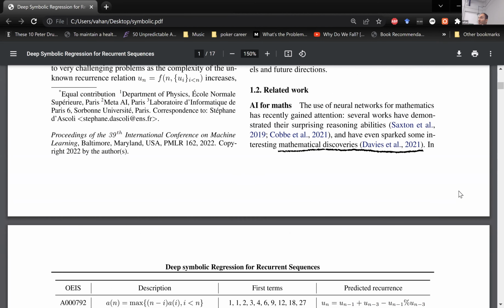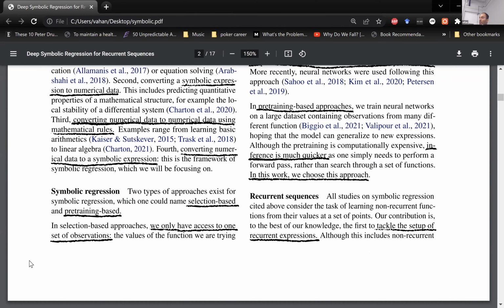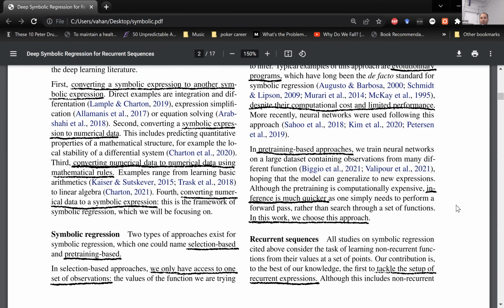Anyway, let me skip this table for now. Let's look at the related work first. And then they also say, well, there are two ways, as we said at the beginning. Given a sequence, you can predict the formula, but you can also, given a sequence, predict the next elements. So here we are doing the symbolic case, which is finding the formula, okay? Which is supposed to be more powerful.